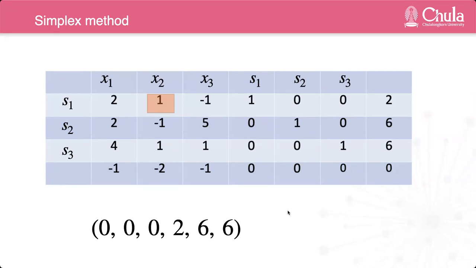Remember that we must start the algorithm when the point we start the algorithm must be feasible point, basic feasible solution always. We look at the coefficient of the objective function. This column is the most negative one. So we introduce x2 to the set of basic variables in the next round.